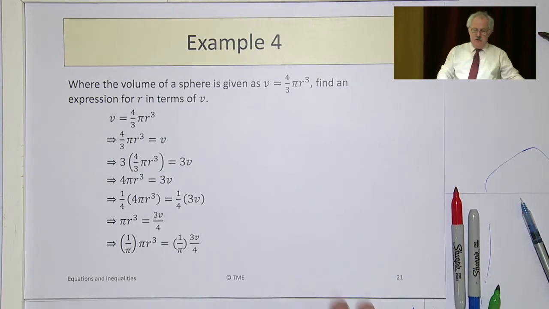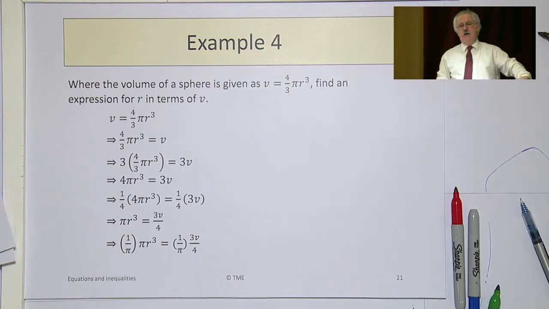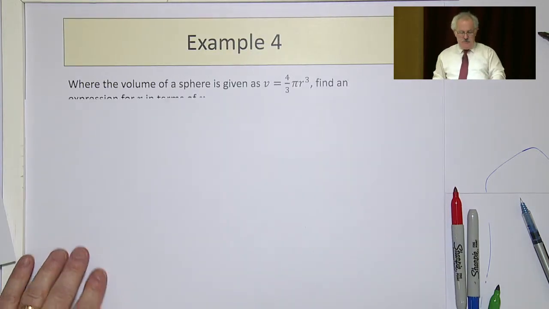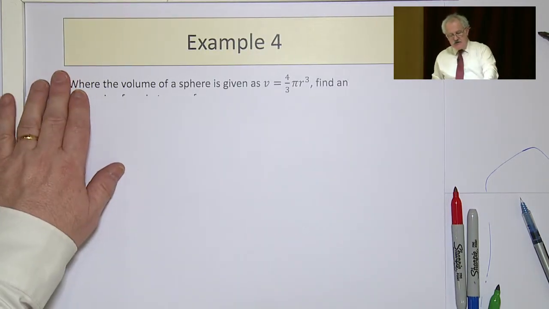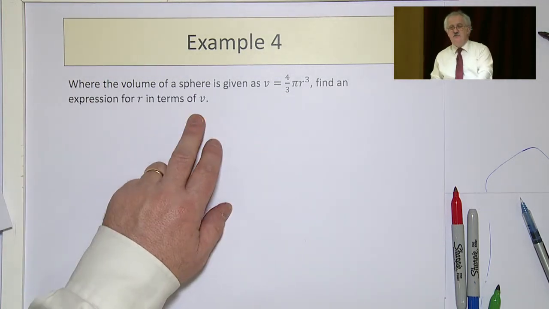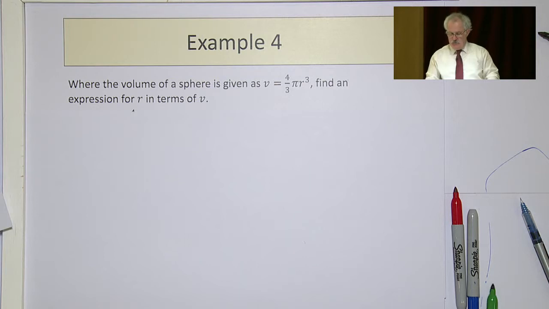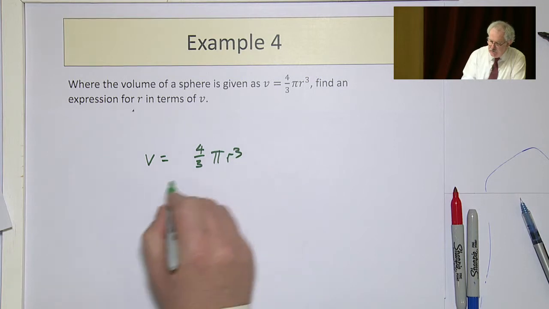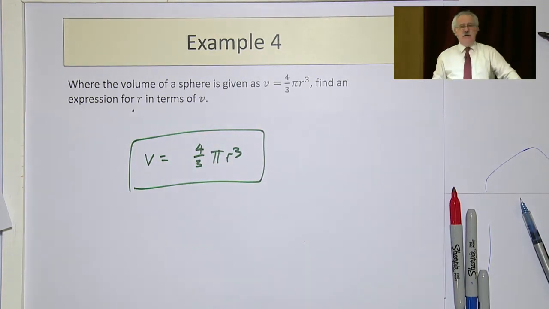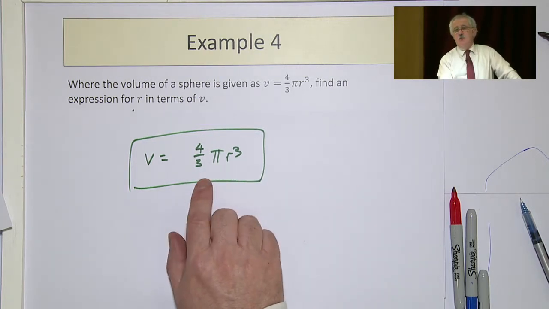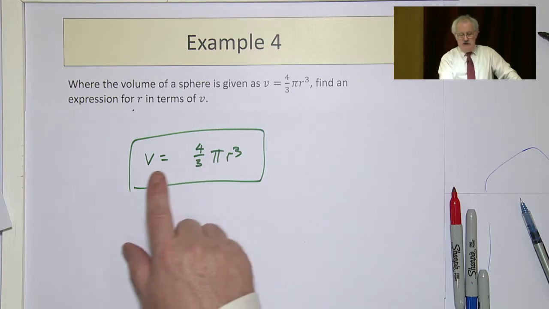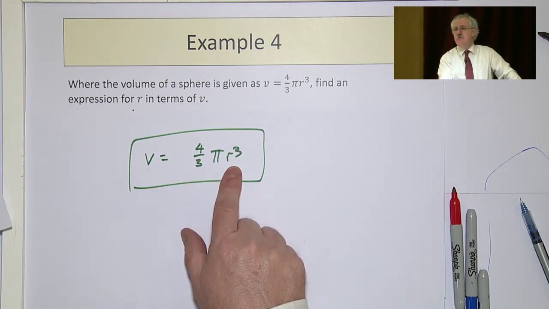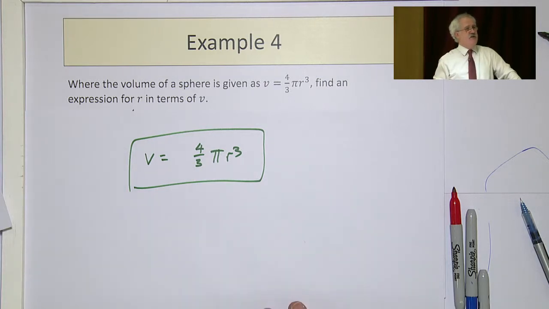important to your program is, here's an absolutely classic question from a different part of your program. Where the volume of a sphere is given as this, find an expression for r in terms of v. V is equal to 4 over 3 pi r cubed. This is straight from your mathematical tables. Remember in your mathematical tables that they give you the formula in one form only. They're telling you what the volume is in terms of the radius. But you might want the radius in terms of the volume. And you've got to flip that around. And there's no equation for that in your book.